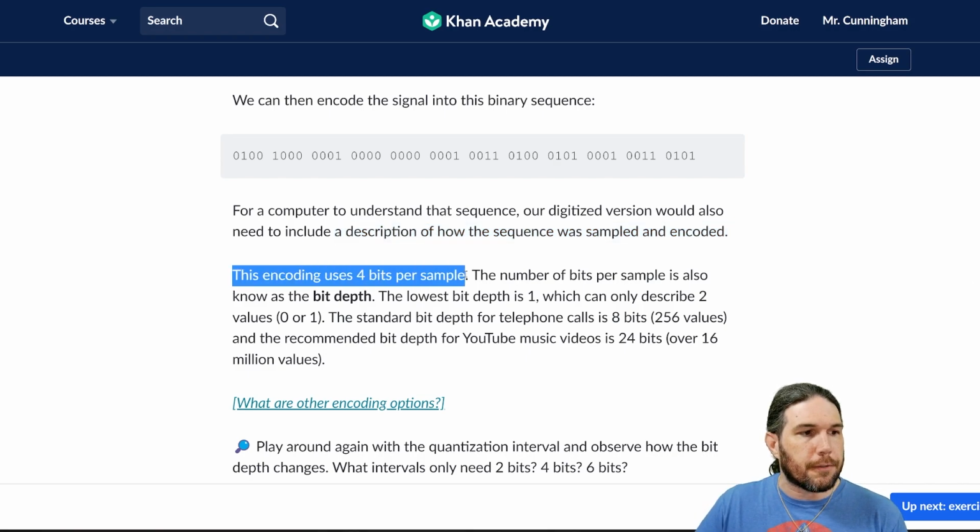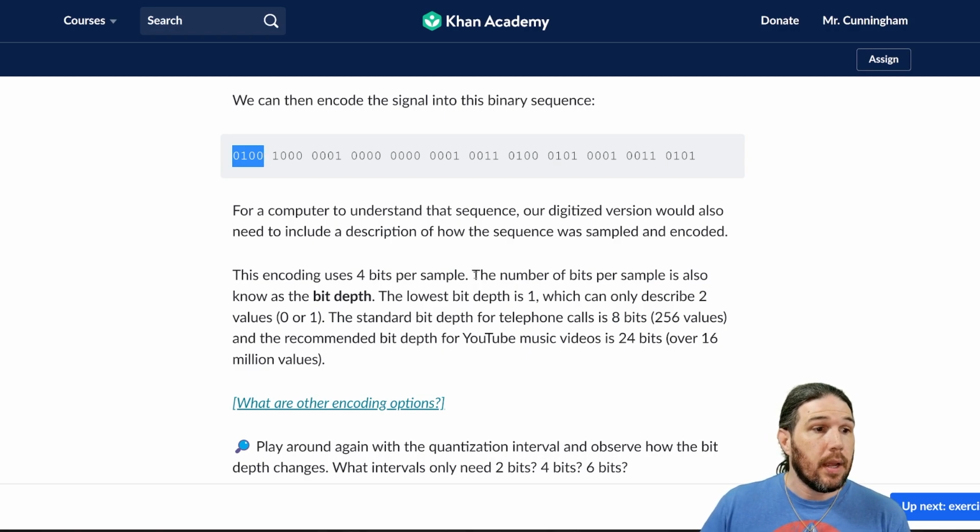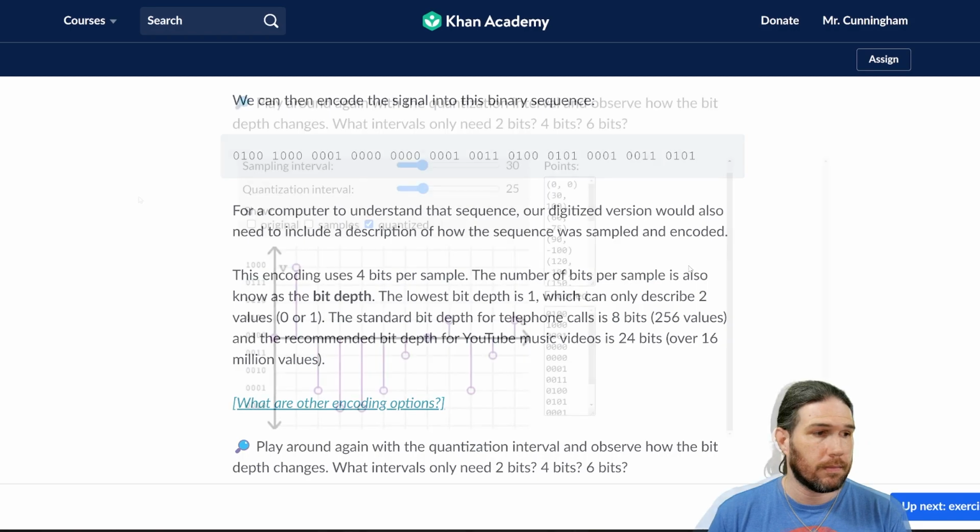This encoding uses 4 bits per sample. As you can see, 1, 2, 3, 4 bits per sample. The number of bits per sample is also known as the bit depth. The lowest bit depth is 1 because, of course, 1 bit is the smallest you can possibly have, which can only describe 2 values, 0 or 1. The standard bit depth for telephone calls is 8 bits, which is 256 values. Check a previous video if you don't remember how that works. And the recommended bit depth for YouTube music videos is 24 bits, which is over 16 million possible values.